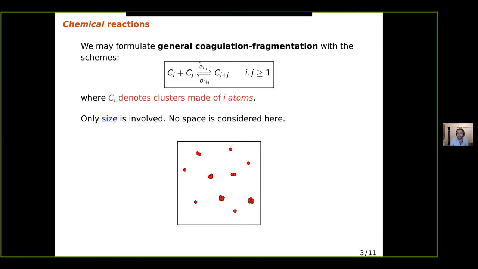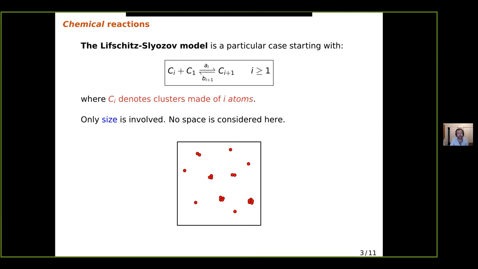Okay. This is the general coagulation fragmentation problem, because we can merge any kind of size. In this kind of problem, we are just looking at size. We are not looking at space considerations. We suppose that the system is very well mixed, and we do not care about that. Of course, such a model can be very much generalized.